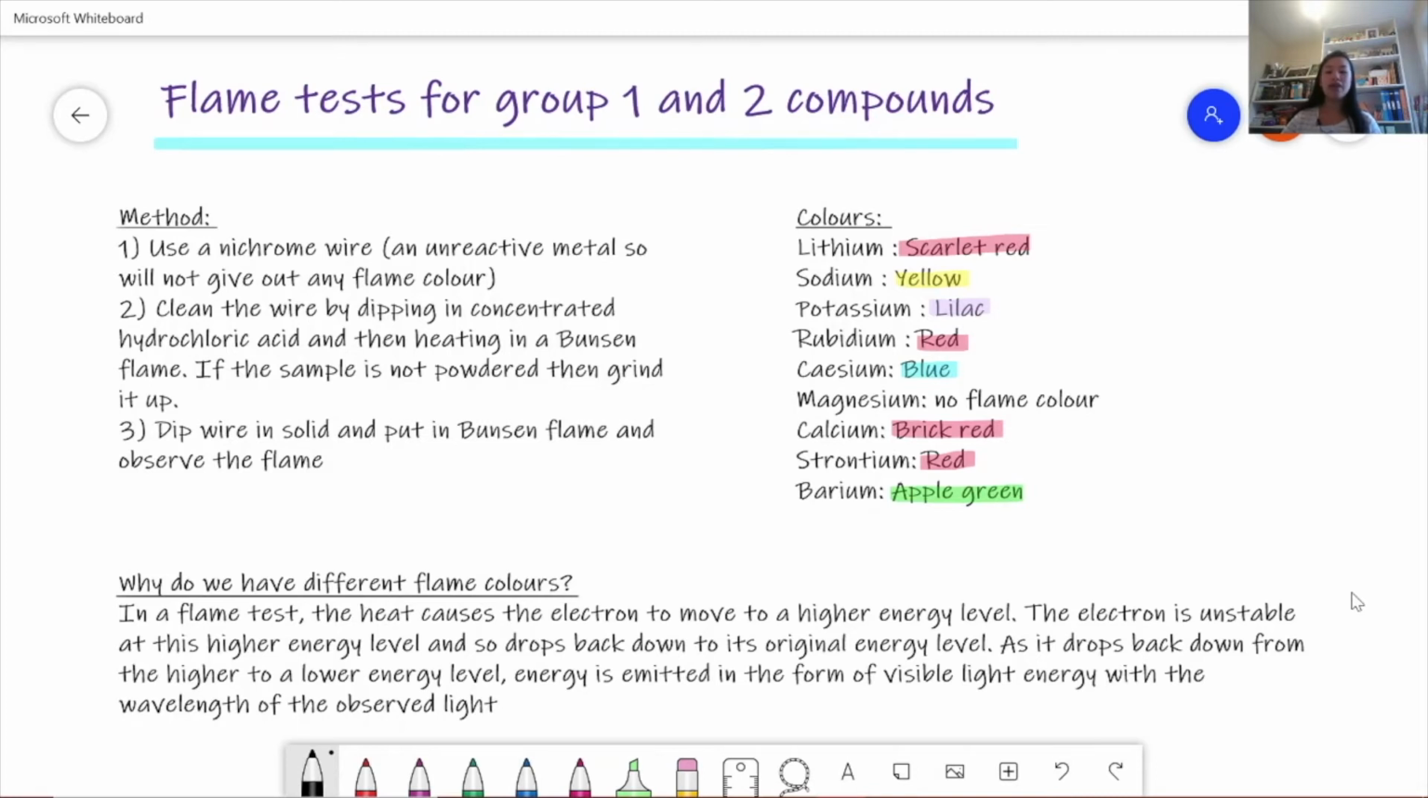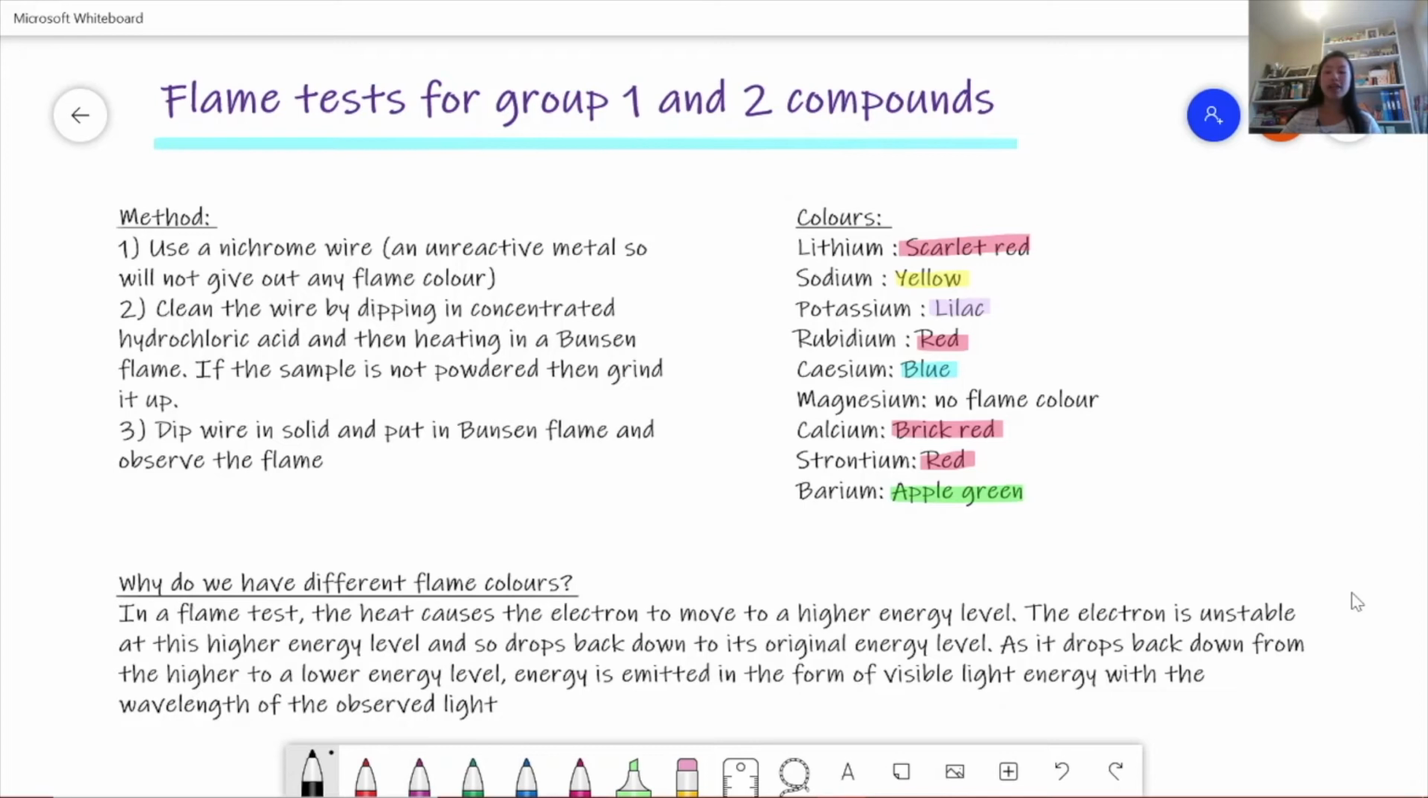So why do we have different flame colours? Well, in a flame test, the heat causes an electron to move to a higher energy level, and that's because we're providing it energy. And this electron is unstable at this higher energy level, and so it has to drop back down to its original energy level.